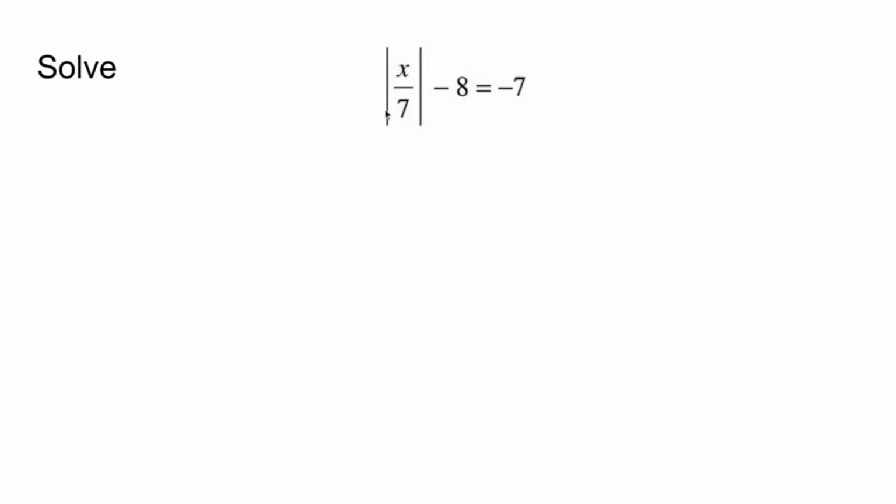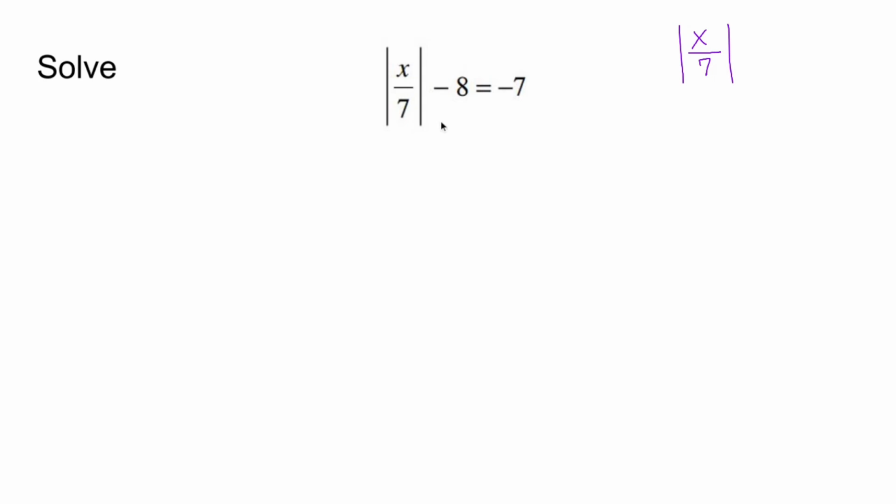We have ourselves an absolute value equation. In order to solve absolute value equations, we have to get the absolute value part all by itself. So I need to make the left side look like this. Well, that's just a one-stepper because only minus 8 is in the way.